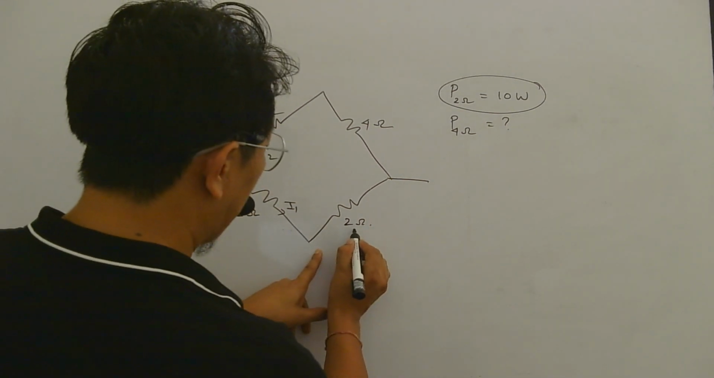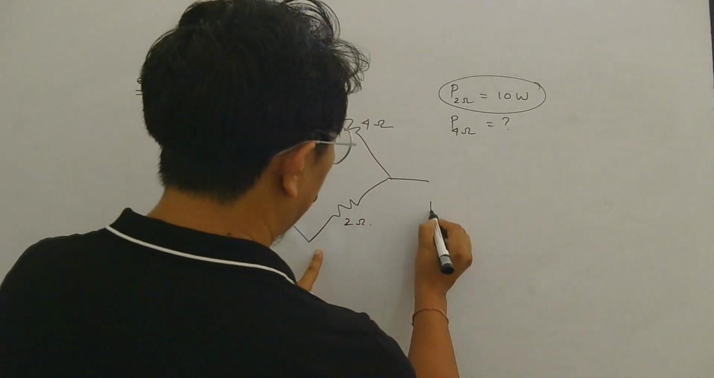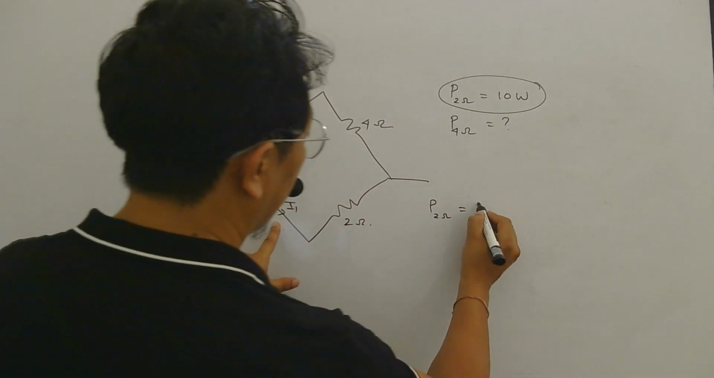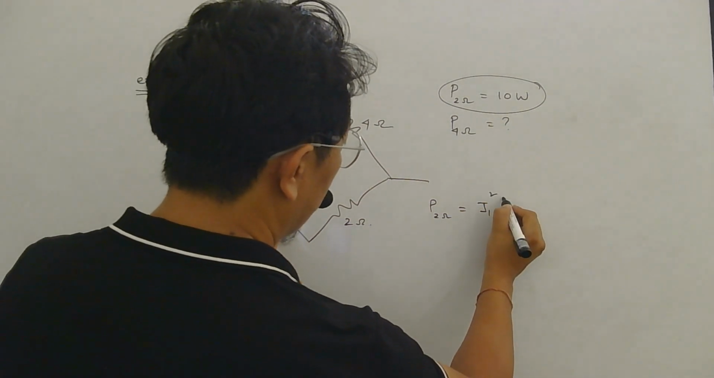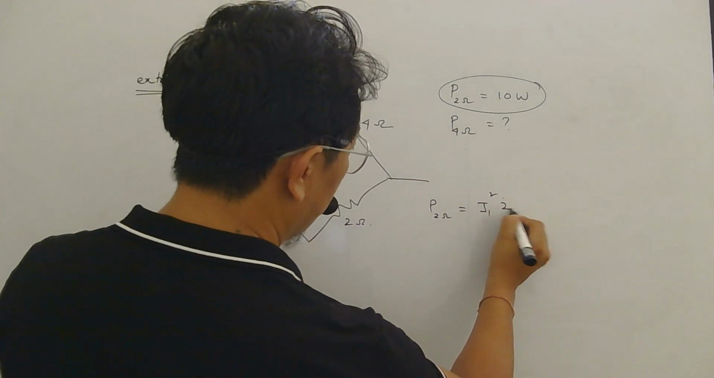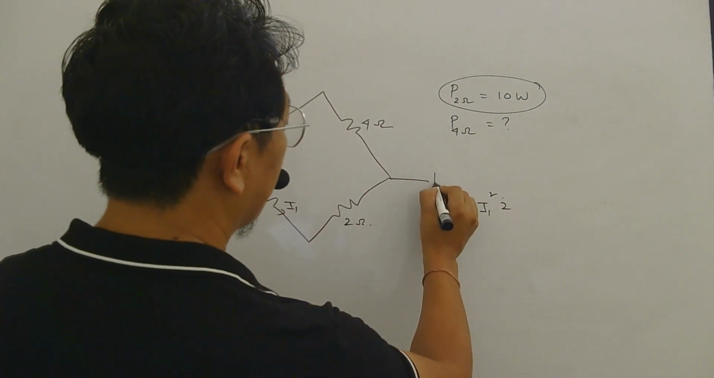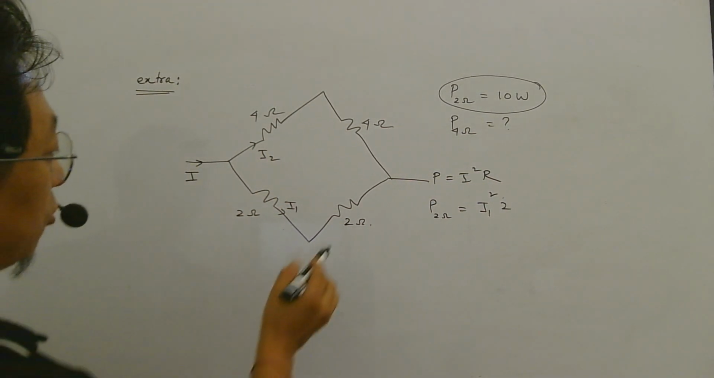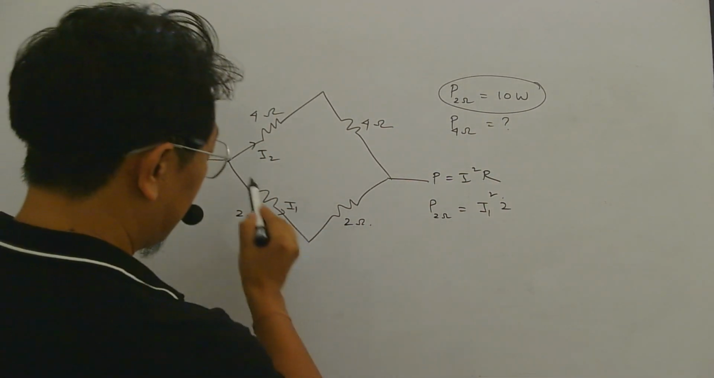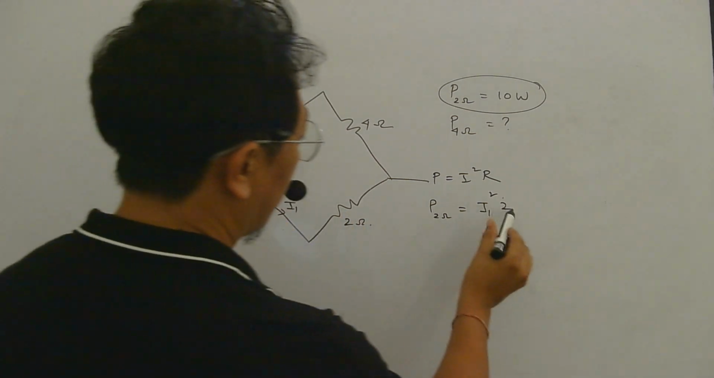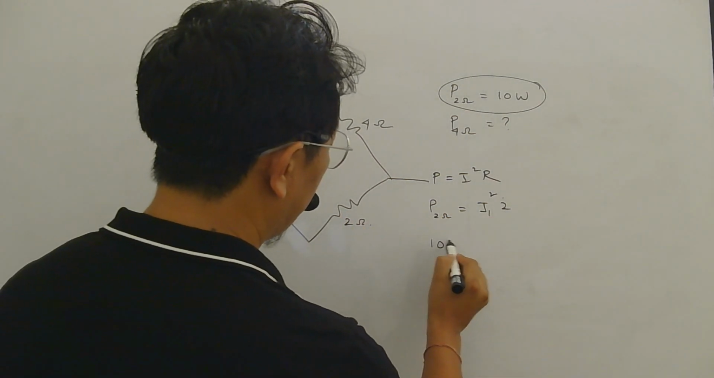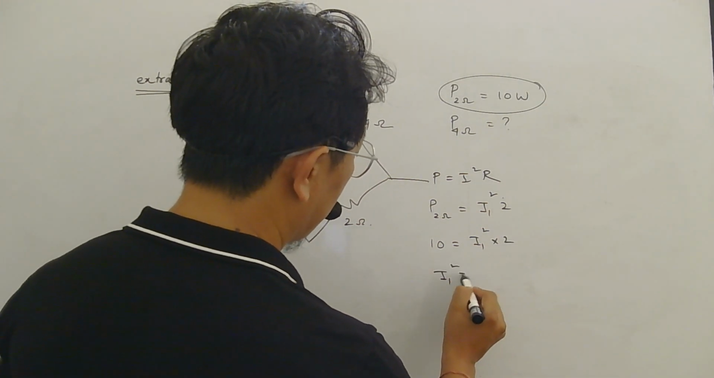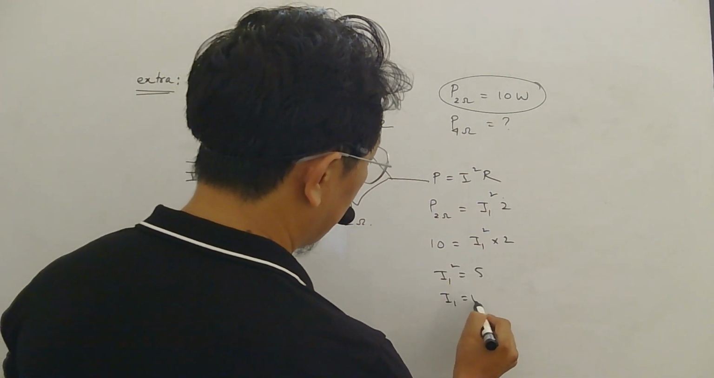Well, since they have given power consumed here, we can write power consumed by 2 ohm will be current in 2 ohm, which I have written I1 square, into resistance of 2 ohm is obviously 2 ohm. So this is the formula I square R. So power consumed by this 2 ohm will be current in this branch, which is I1 square into 2. What is the power consumed? They have given 10. So I1 square into 2. So I1 square is 5. So I1 is under root 5.